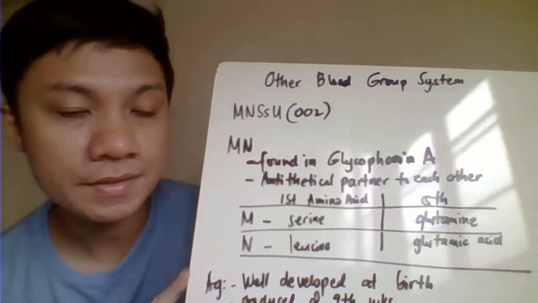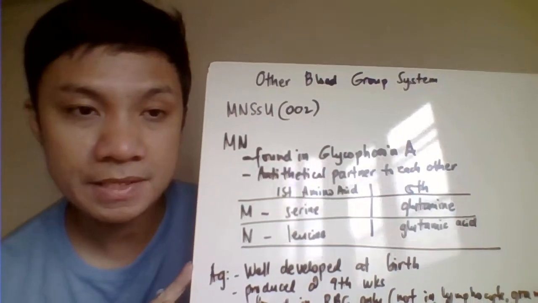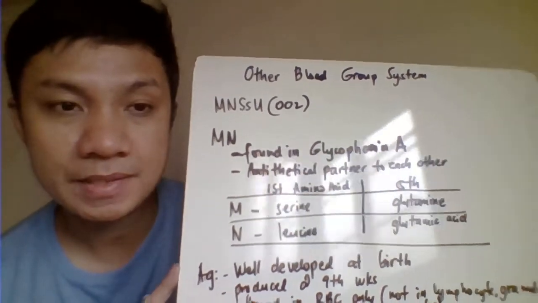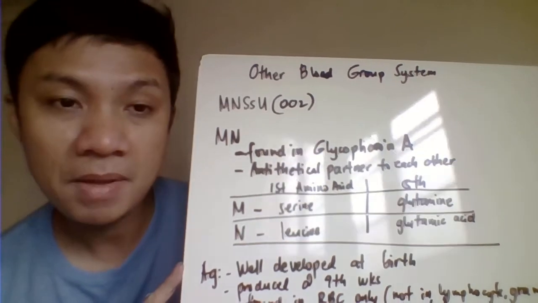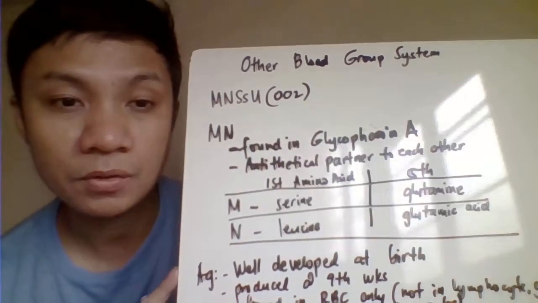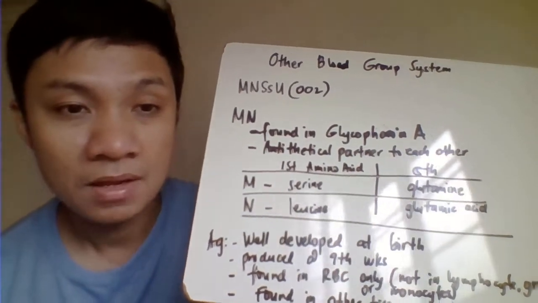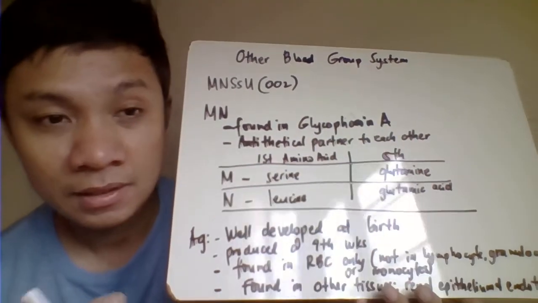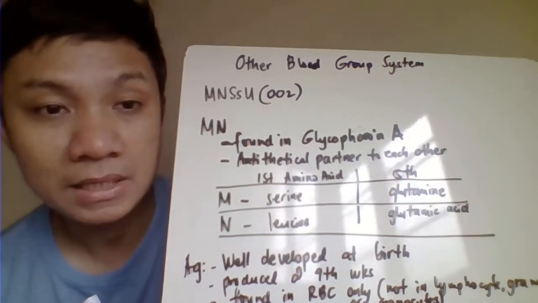Okay, today we're going to discuss the other blood group systems. So we have discussed already the ABO and the RH blood group systems. For our other major blood group systems, we also need to discuss them because they tend to affect the outcome of our compatibility testing.